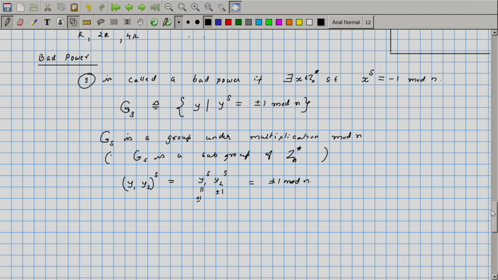Now, the particular subgroup which contains all the false witnesses, we will define that in a moment. So, choose say s star to be the largest bad power.